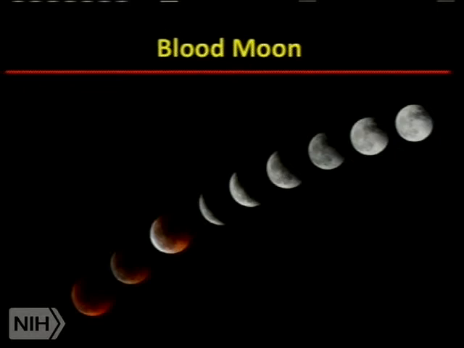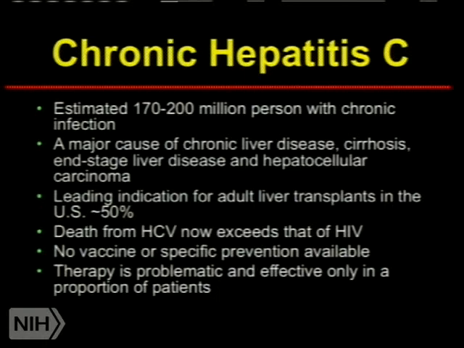For the remainder of the talk now, I'm going to focus on hepatitis C. This is another RNA virus, and it's estimated that there are about 170 to 200 million persons with chronic infection worldwide. It's a major cause of chronic liver disease, cirrhosis, end-stage liver disease, and cancer globally.